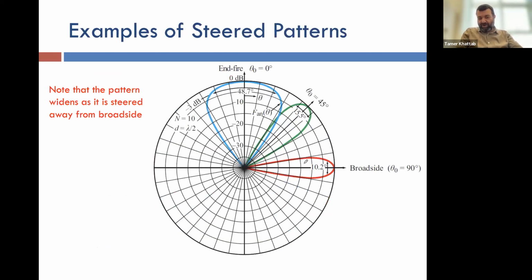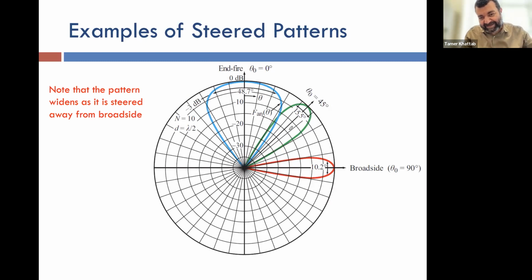Now there is a disadvantage to this. The advantage is that you no longer need mechanical steering. The disadvantage is that when you use electronic steering, you start losing the beam sharpness. As you go away from the broadside, from the original location of the maximum, and you increase the angle theta naught that you want the maximum to go to, your main beam becomes wider. You see here the green one is wider than the red one. And if you go to the blue one, which is 90 degrees shifted from the broadside, it becomes much wider.